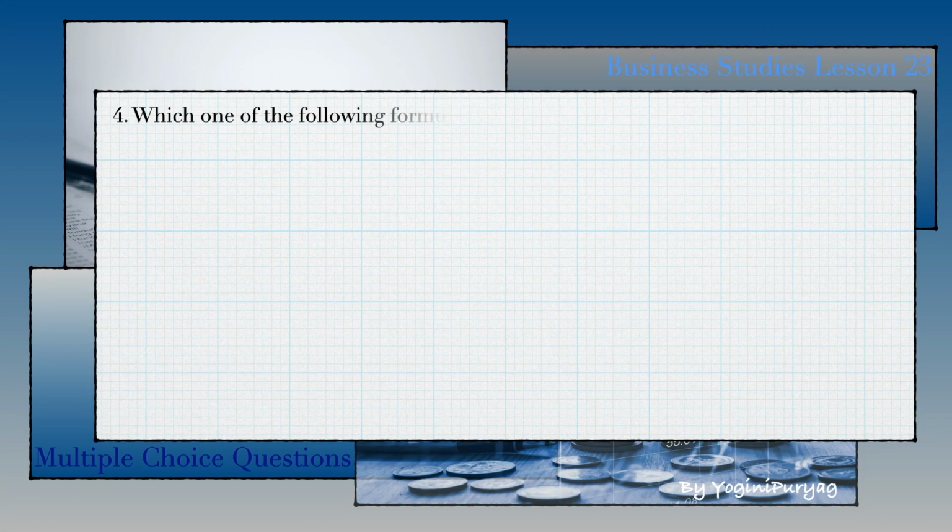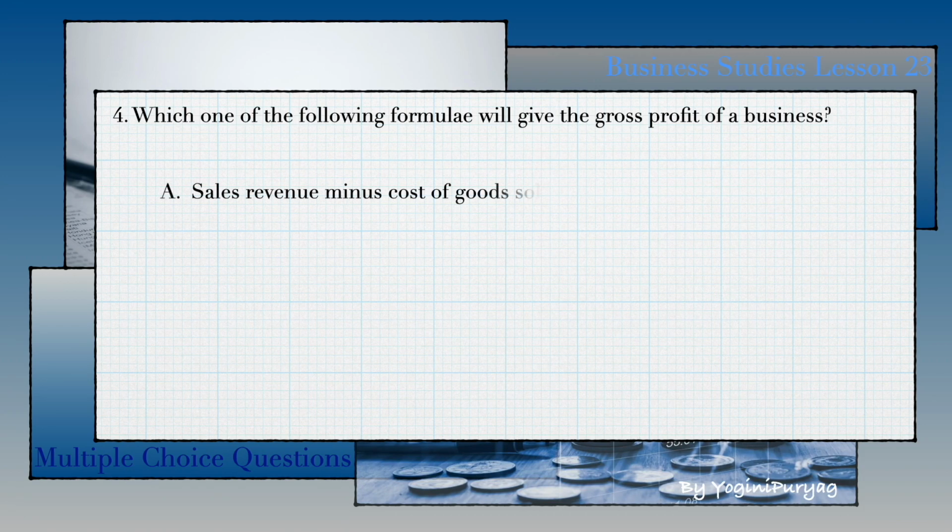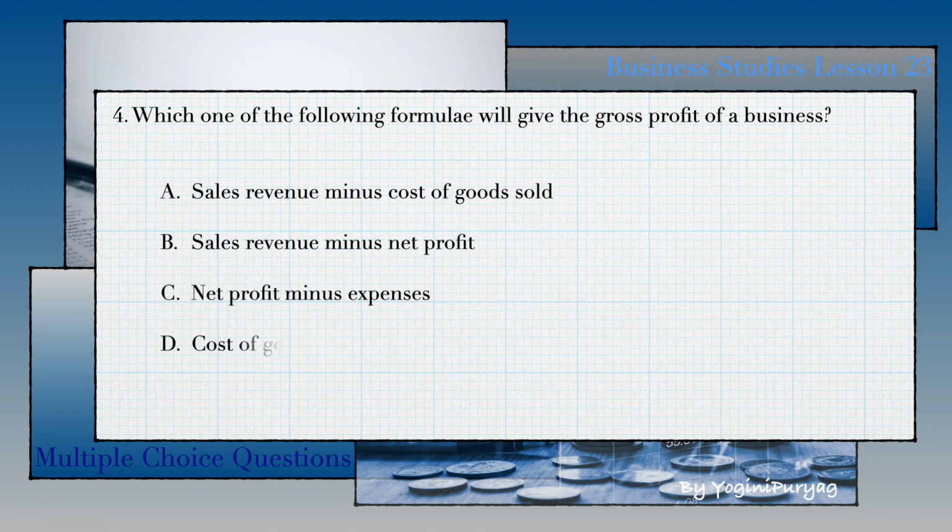Which one of the following formulae will give the gross profit of a business? Sales revenue minus cost of goods sold. Sales revenue minus net profit. Net profit minus expenses. Cost of goods sold minus sales revenue.